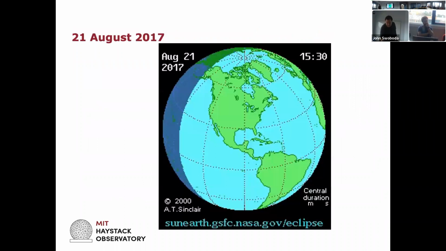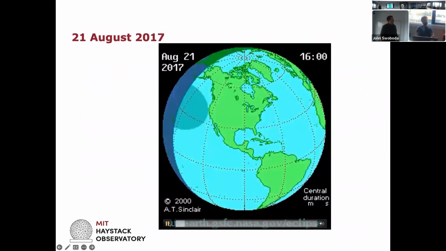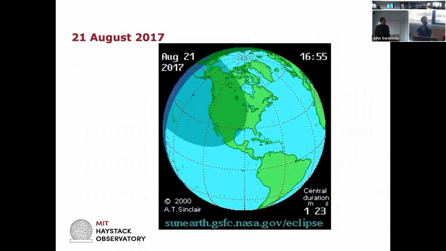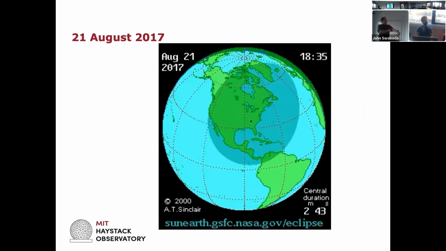This movie here just shows very quickly the sun as it moves through, where totality is, and how much of the sun is covered during this eclipse in 2017.